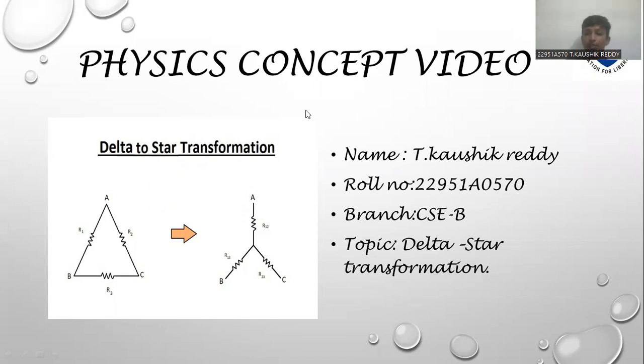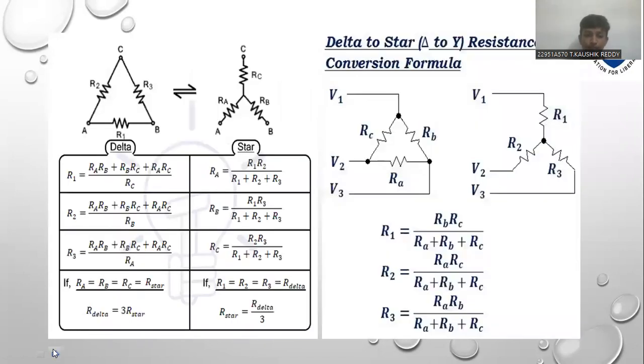My concept video topic is delta star transformation, or delta to star transformation. So here are the formulas for the conversion of delta to star transformation, the resistance conversion formula. There will be three resistances, R1, R2, and R3, and there will be two points between which each resistance sits.